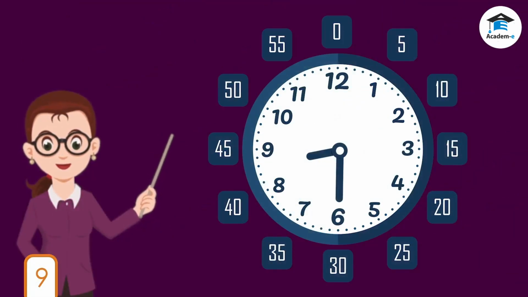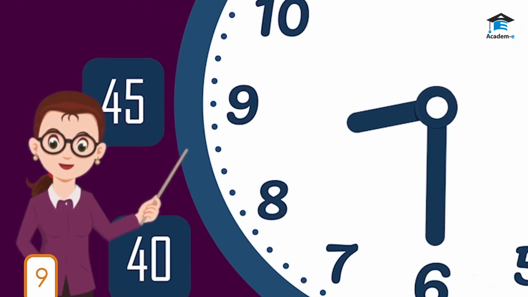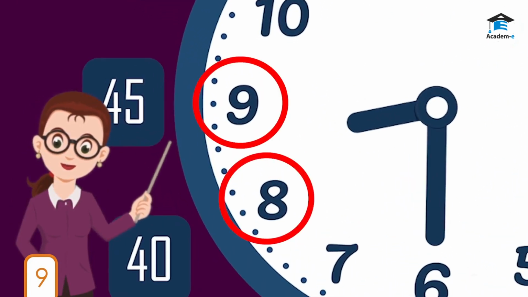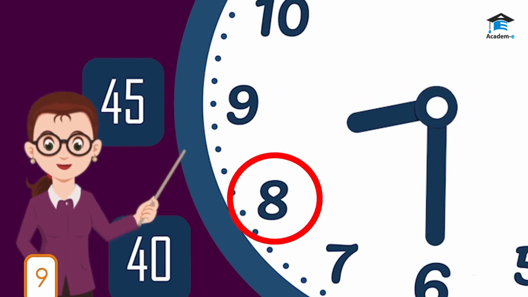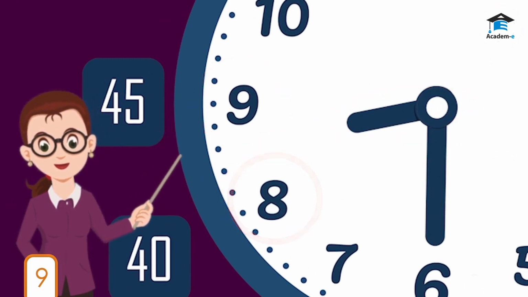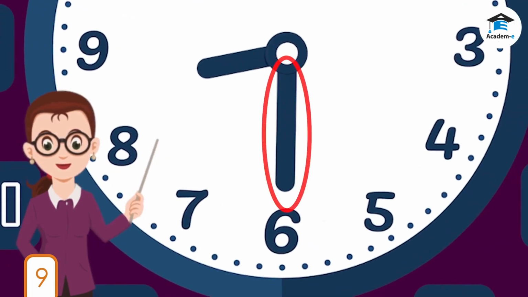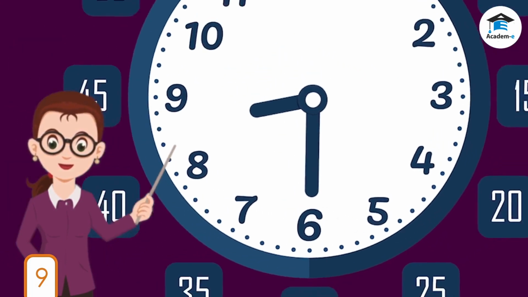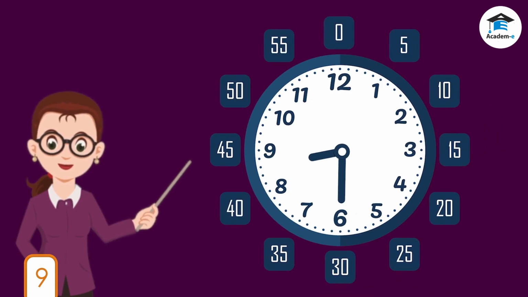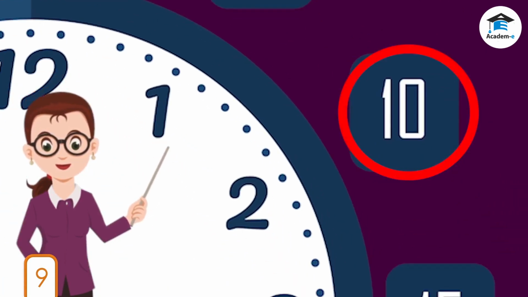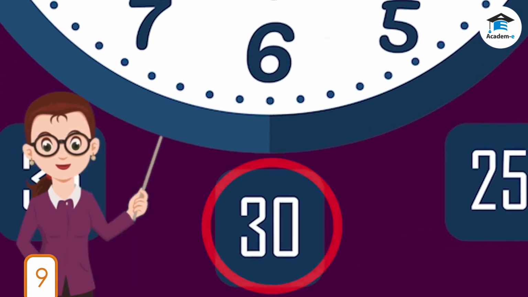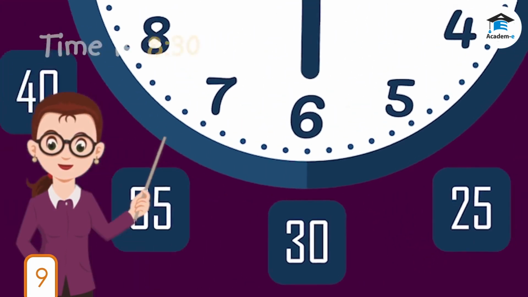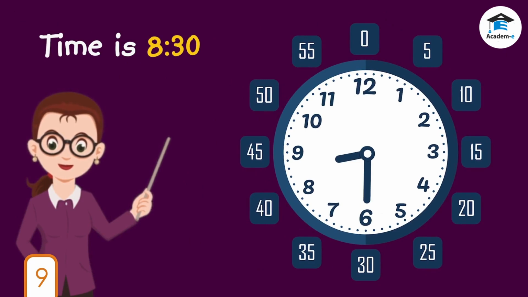Here's our final example. The short hand of the clock points to between 8 and 9. Even though the short hand points to the middle, the hour still falls under 8. So the hour is 8. The long hand points to number 6. Let's do skip counting by 5 until we reach 6. 5, 10, 15, 20, 25, and 30. So the time is 8:30.